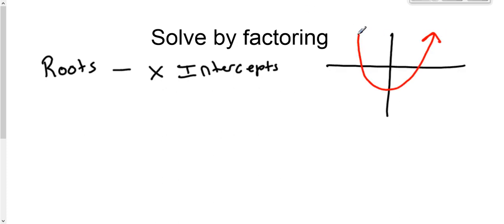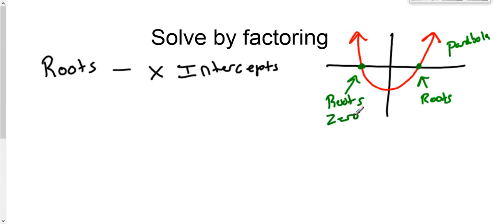So this red line is our quadratic, known as a parabola on a graph. And these 2 points, the places that it crosses the x-axis, are known as the roots. You also have them referred to as zeros, or the much longer name, x-intercepts. So this is what we're looking for every single time in our problem.